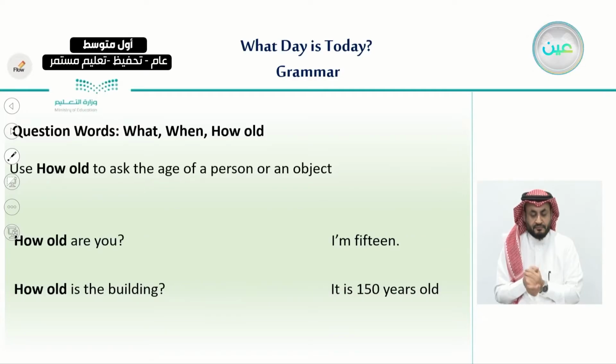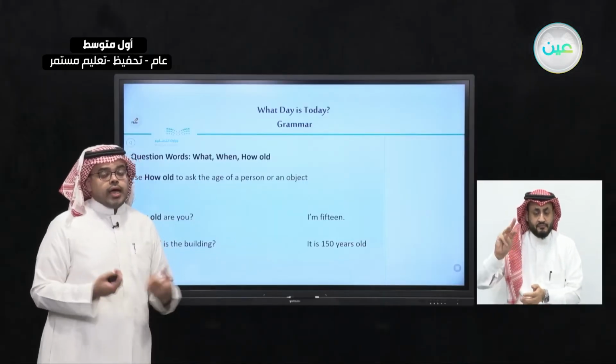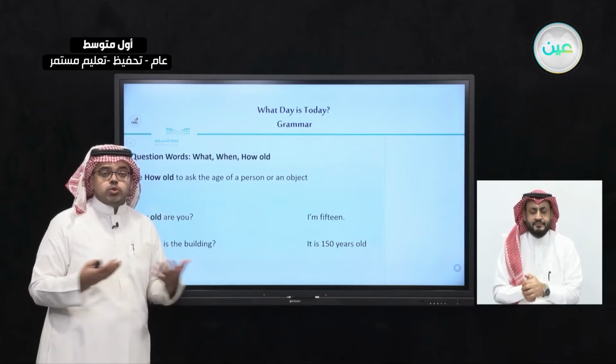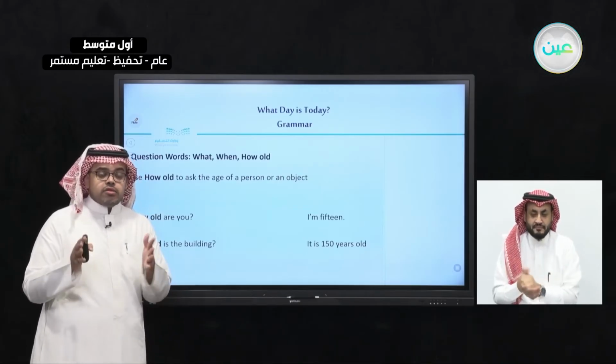And also, how old? As we have learned from our last lesson, we use how old to ask about the age of a person or an object, any object. For example, how old are you? And you can answer by saying, I am 15, I am 7, I am 20. And this is about people.